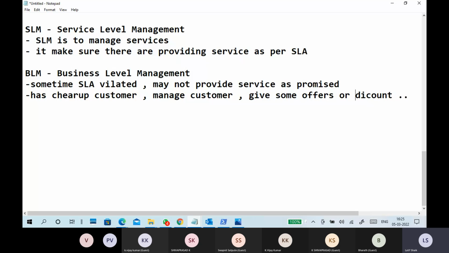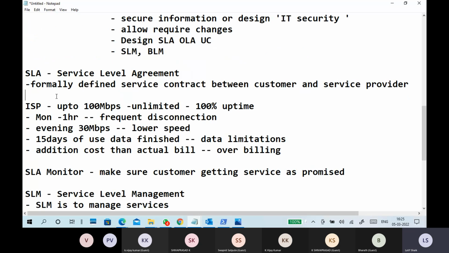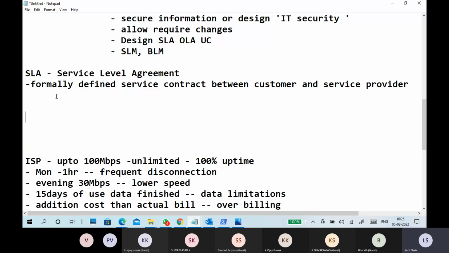If you go to any postpaid connection related service, there are a lot of issues. Sometimes some people will take care of the customer, some people will answer the customers very harshly. So that is very important in every business, both are important: SLM, BLM, service level management, business level management, and SLA, service level agreement.